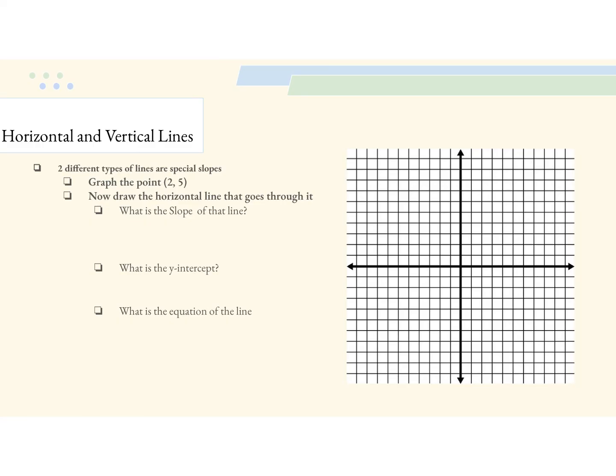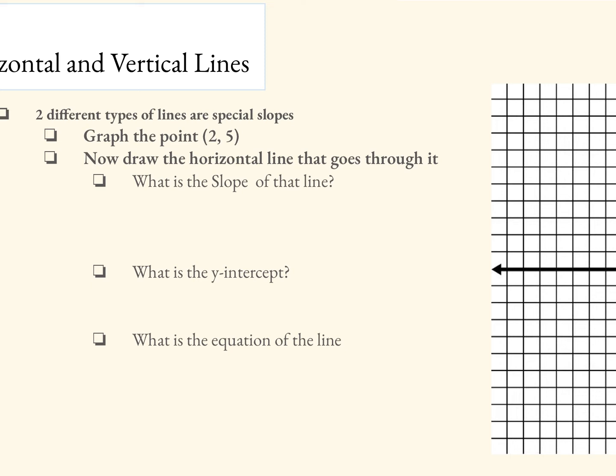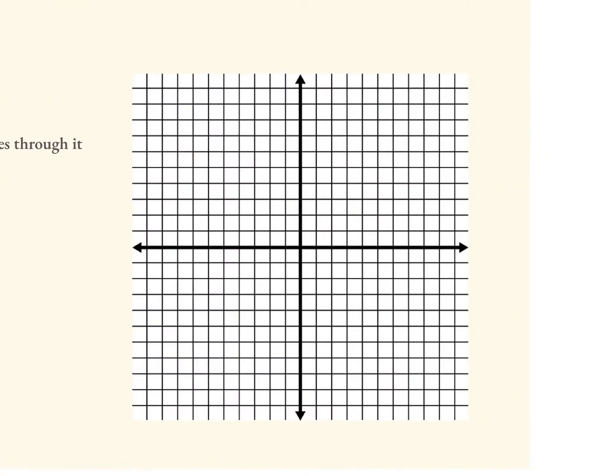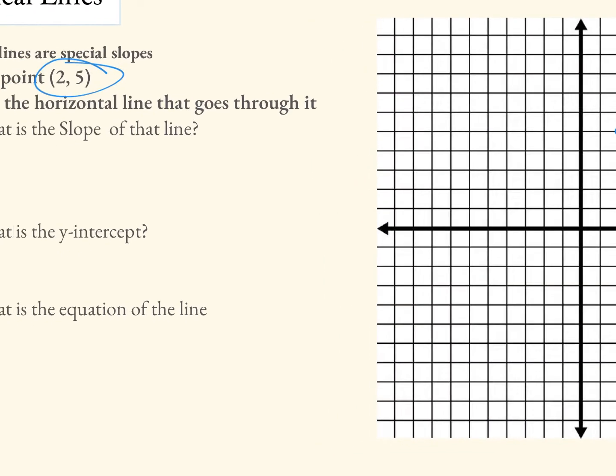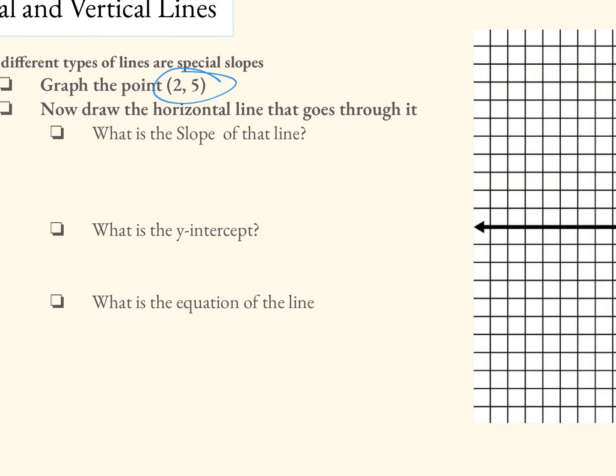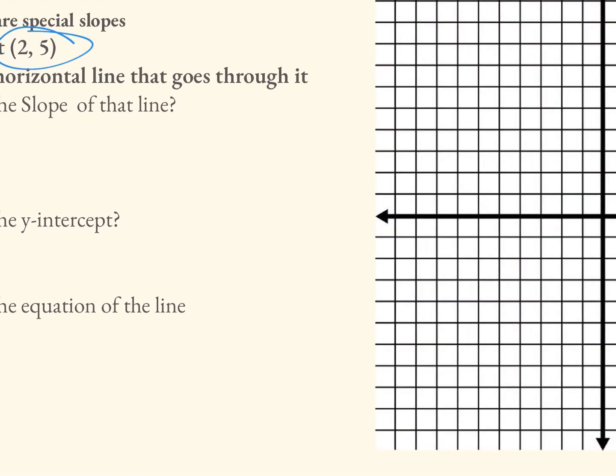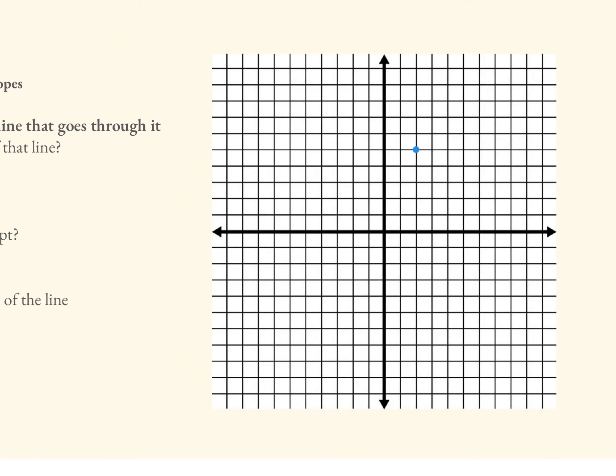Now there are other types of lines, horizontal and verticals. So in this one, we're going to talk about different types of slopes. I'm going to graph the point 2, 5. So in terms of a graph, I'm going to go over 2, up 5, which places me right about there on my coordinate plane. And so the first question asks me to draw the horizontal line that goes through this. Now horizontal, we want to think like the horizon, where the sun lays and sets and rises. So it's going to go this way.